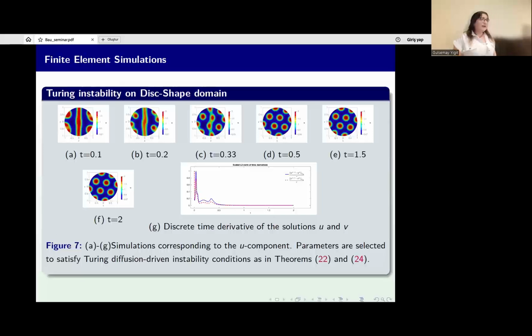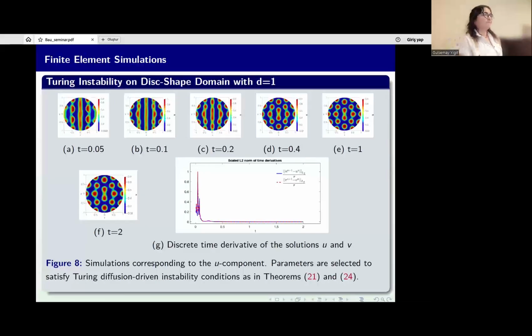Another simulation is now done for the disk-shaped domain. Now you can see how it evolved from the snapshots. The evolution is completed at approximately the time level of 0.5. We have the patterns, and the pattern stays as it is in the long-term dynamics. They don't change. We ran the simulation even for larger times, but we can see from the L2 norm graph that the solutions are converging to inhomogeneous solutions. So the L2 norm graphs show the convergence of the solutions in the numerical method.